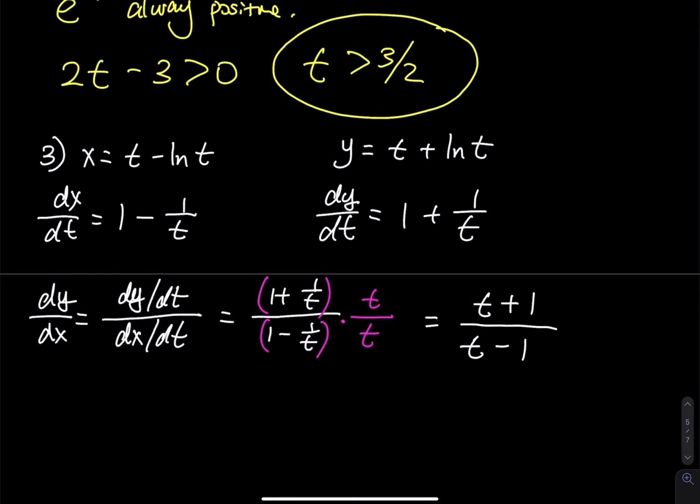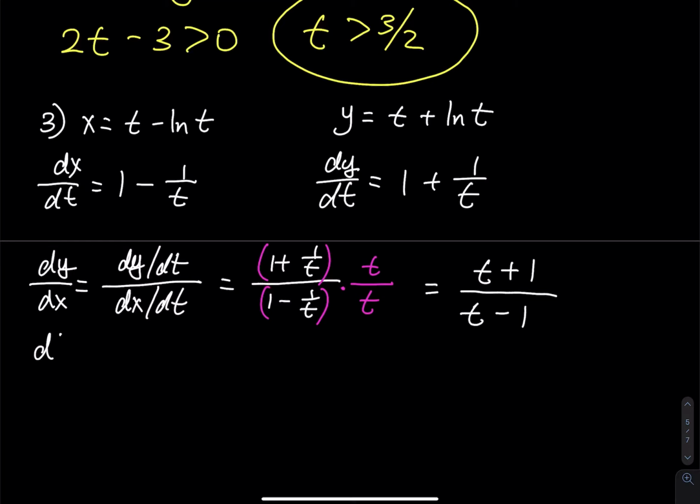Okay, and then second derivative, right off the bat, we start with a formula that we discussed in part 1. So the derivative with respect to t of the previous result, or you can say the first derivative, divided by the derivative of x with respect to t.